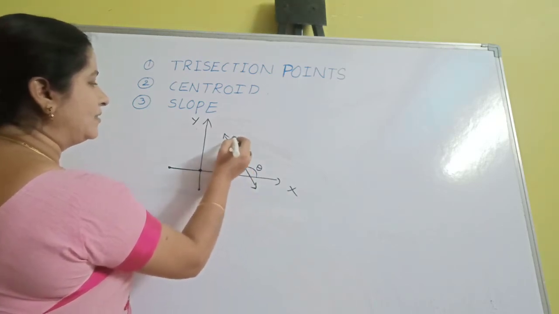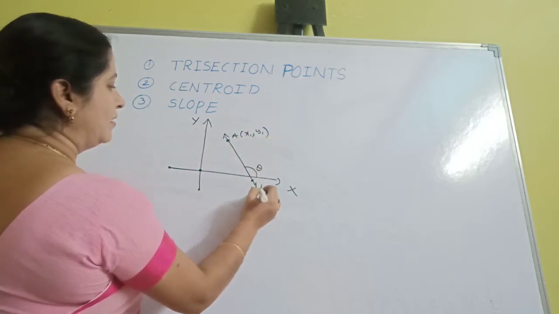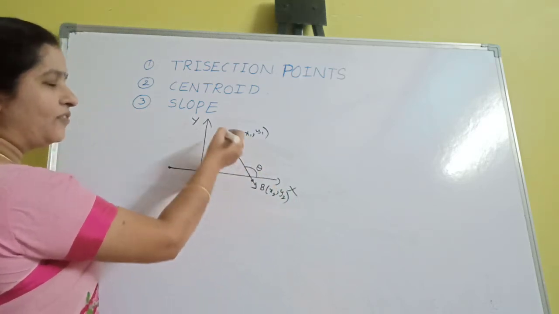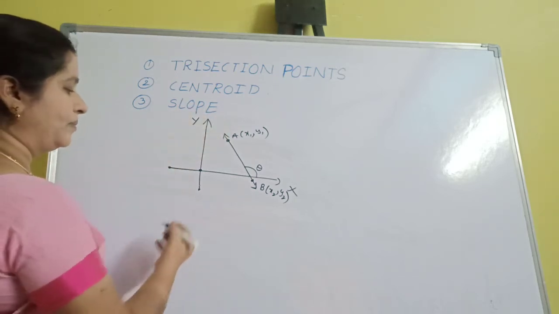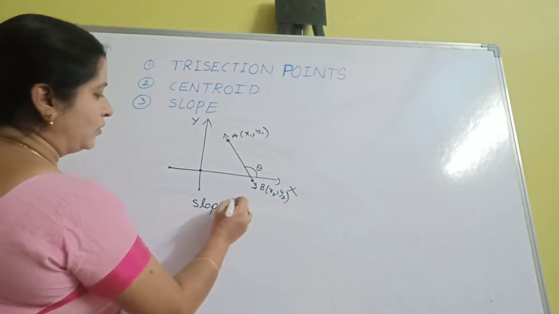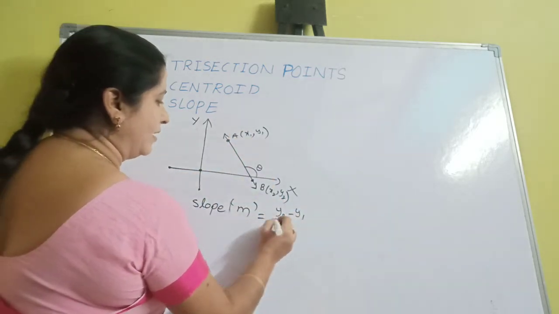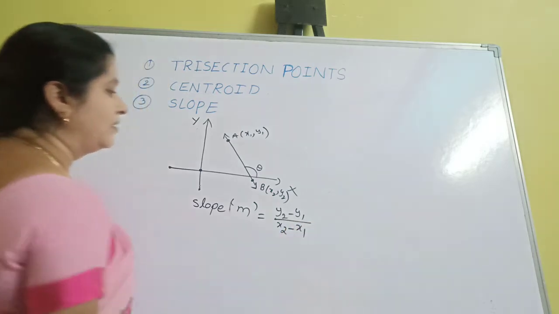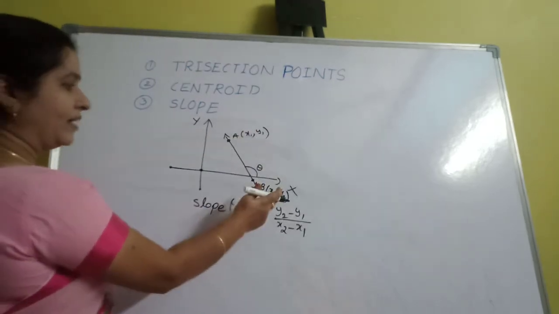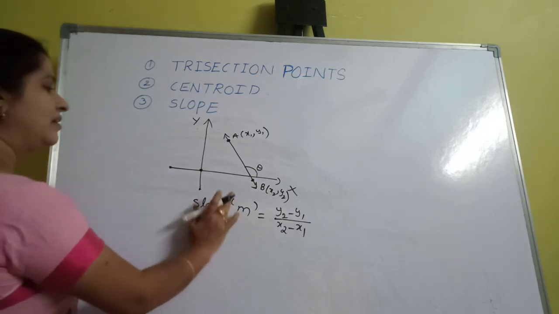Suppose the line joins the points A (x1, y1) and B (x2, y2). Slope is denoted by m. So slope m equals y2 minus y1 by x2 minus x1, the difference of y coordinates by the difference of x coordinates. This is the formula for the slope of a line.